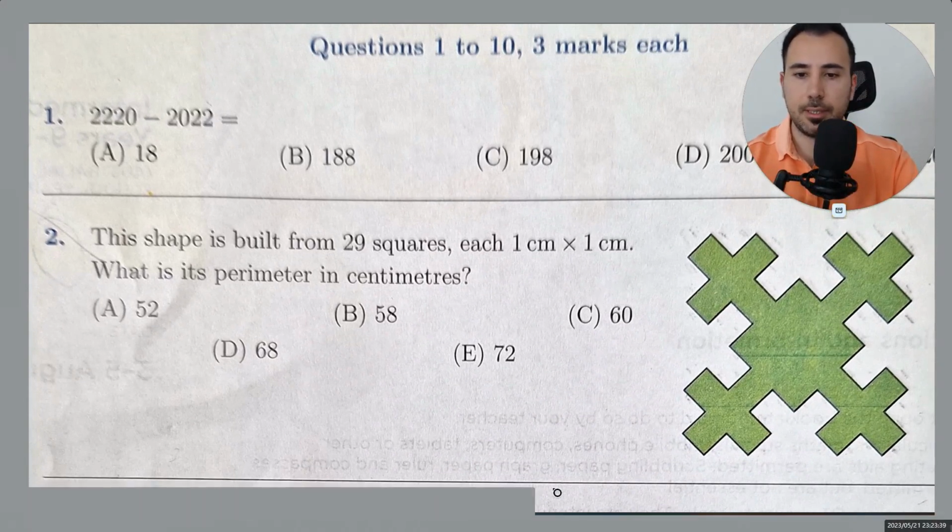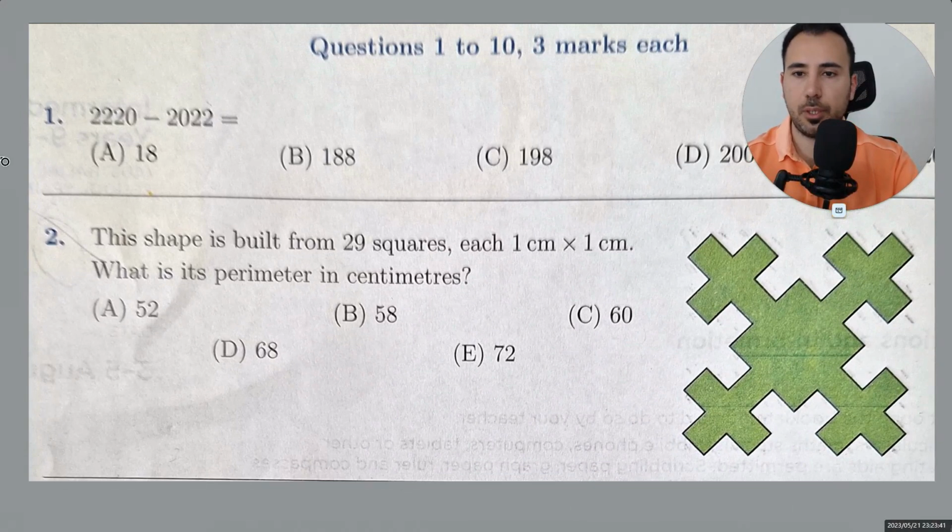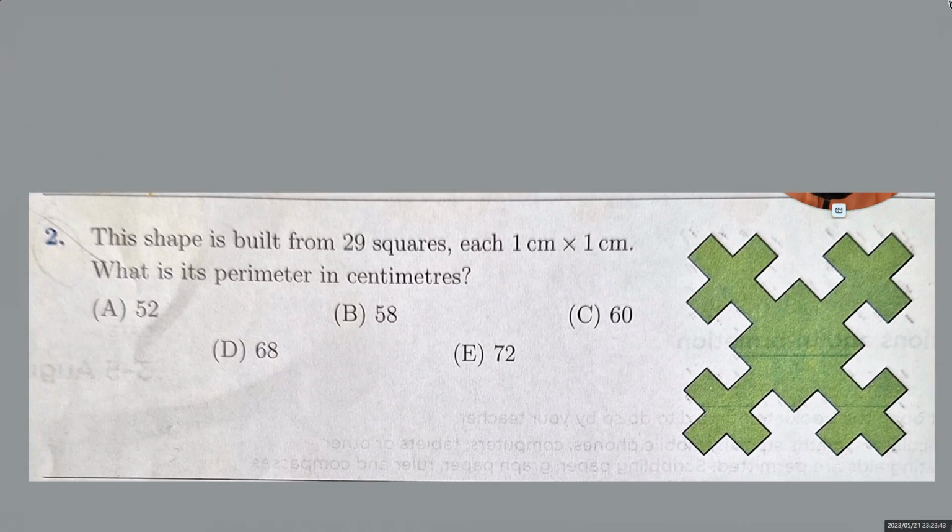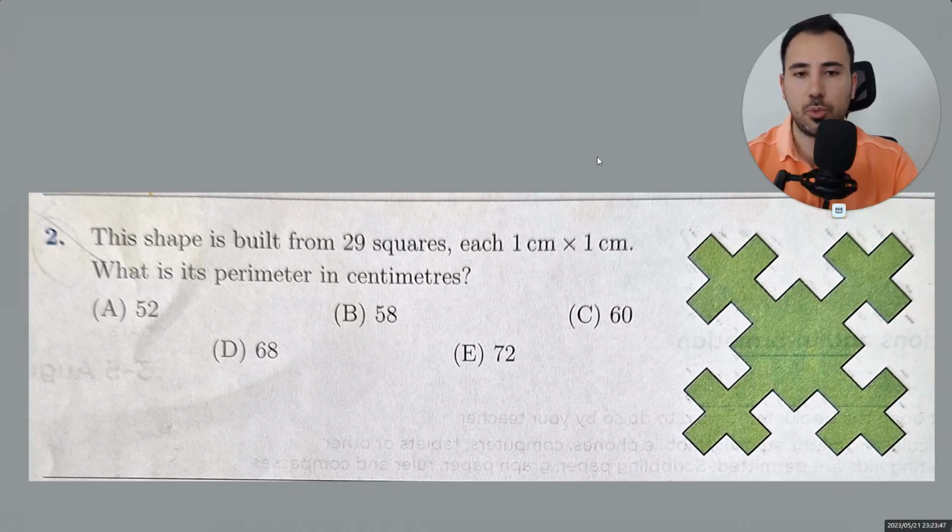The shape is built from 29 squares, each one 1 centimeter by 1 centimeter. What is the perimeter in centimeters?